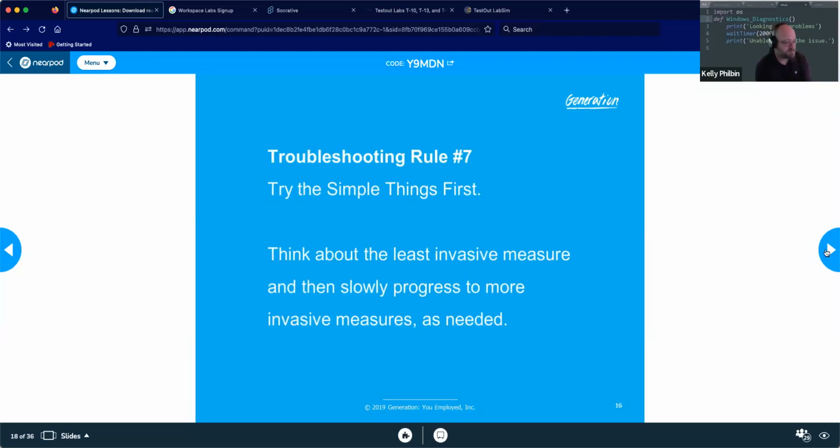Rule number 7, we're still in step 2, but rule number 7, try the simple things first. If there's an issue with the computer, do I go straight to reformatting the hard drive? Maybe I want to try restarting it first. So we want to start with the simplest and least invasive things first.